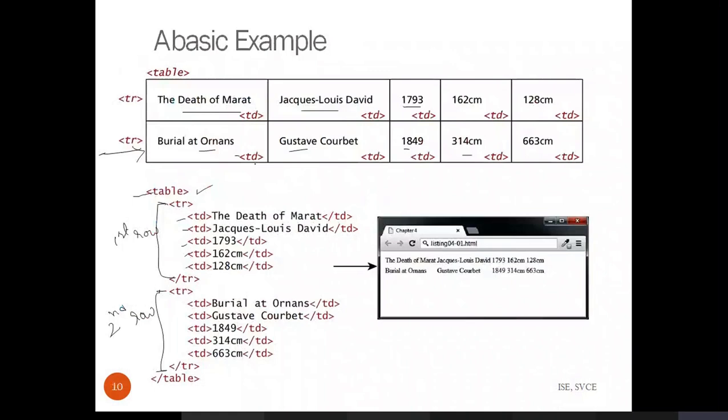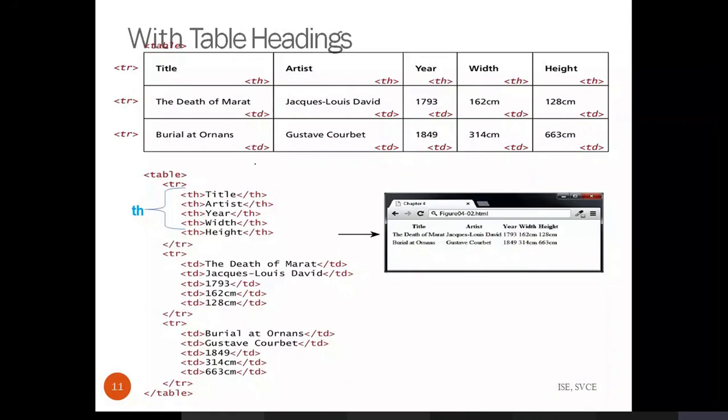What is missing? It is not telling what information is represented in each column. So for that it requires the heading. So you need to add the table heading. For that we have a separate tag called th, table header. Using this table header you can add the table heading. For example, you can just observe. This is a table tag.